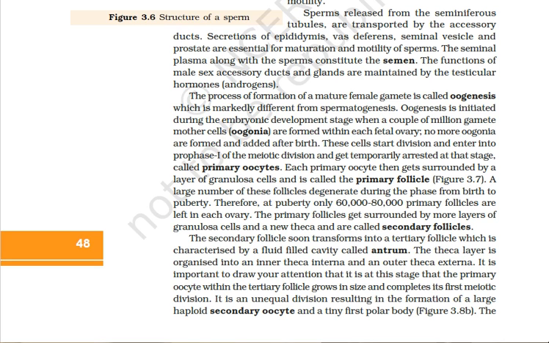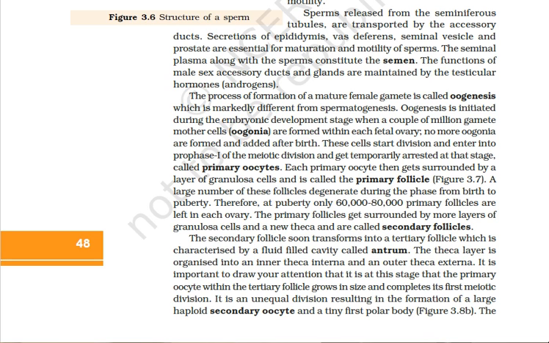I repeat all these again. No more oogonia are formed and added after the birth of the female child. A female is born with a set number of primary oocytes already, which are there in the prophase 1, that is diakinesis stage of the meiosis one in the ovary. Further development of the primary oocyte remains suspended till puberty.